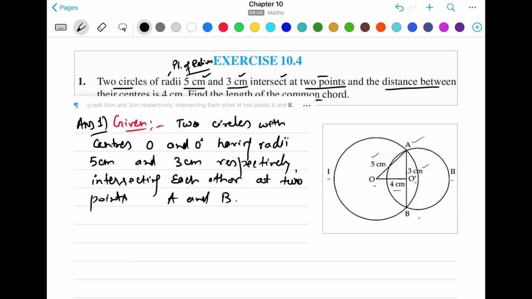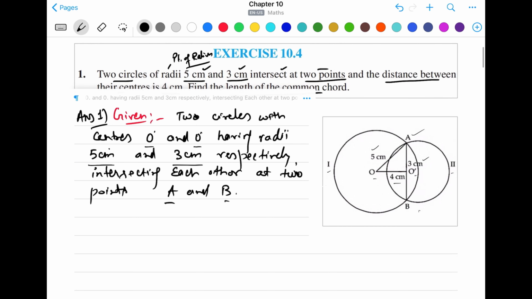So we have two circles with centers O and O dash, and having radii 5 centimeter and 3 centimeter respectively. That means the circle with center O has radius 5 centimeter and the circle with center O dash has radius 3 centimeter. And they are intersecting each other at points A and B as given in the figure.